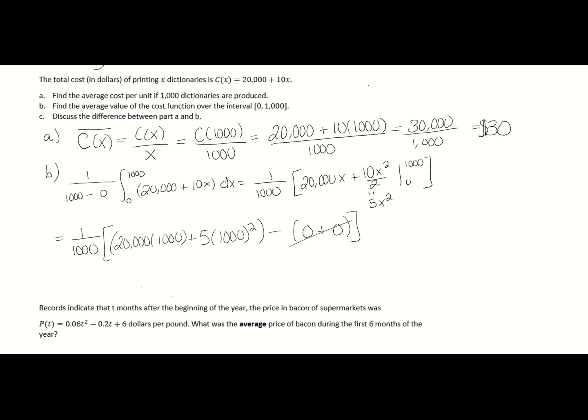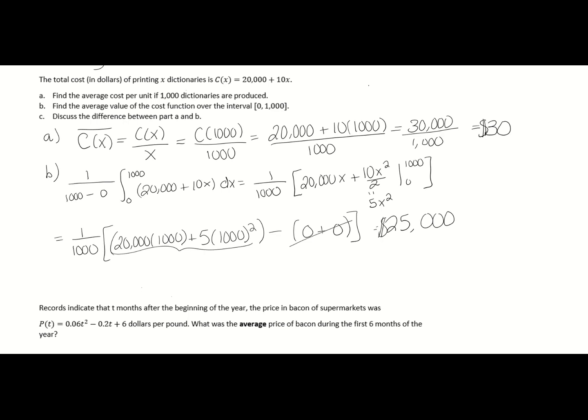So what am I going to have? I'm going to have 1 over 1,000 times, and then 20,000 times 1,000 will be 200,000, and then you can add that to 5 times 1,000 squared. And then when you divide by 1,000, this is going to give you, let's write it all out here, $25,000.